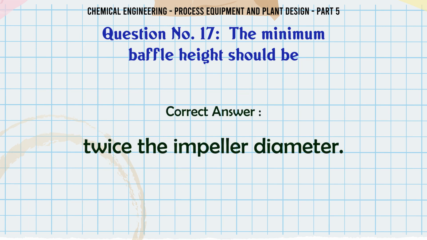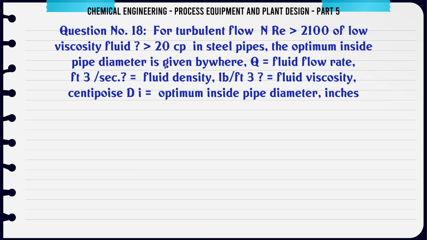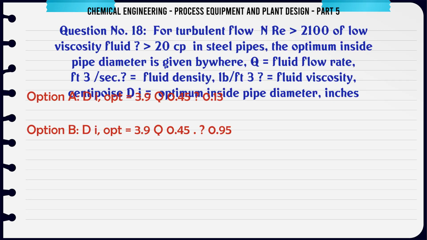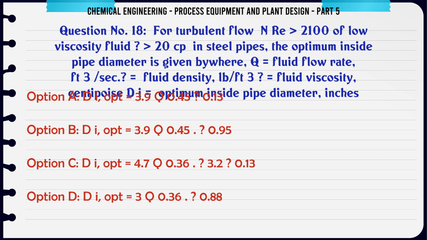The correct answer is twice the impeller diameter. For turbulent flow of low viscosity fluid, less than 20 cP, in steel pipes, the optimum inside pipe diameter is given by, where Q is fluid flow rate in feet cubed per second, rho is fluid density in pounds per feet cubed, mu is fluid viscosity in centipoise, and di opt is the optimum inside pipe diameter in inches.